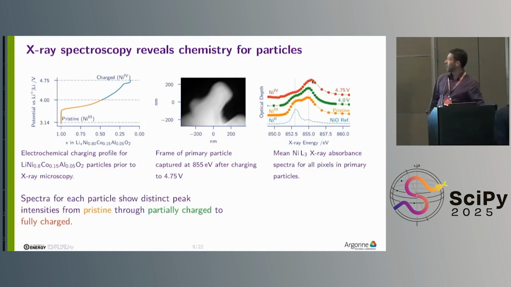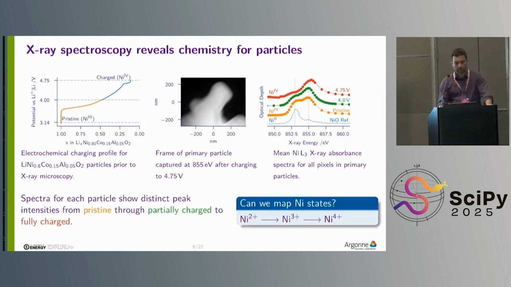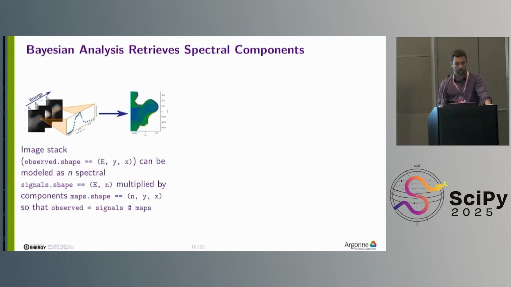4.75 volts is higher than you would typically run most batteries. Part of the reason for that is that if you charge it to that high, you very quickly lose capacity. So after a few dozen cycles, your battery doesn't really hold a good charge anymore. So manufacturers tend to limit these upper voltages, but if we can understand why we lose that capacity, that may be helpful. But what we really want to be able to get to is maps of nickel states somehow. So that's the next step here.